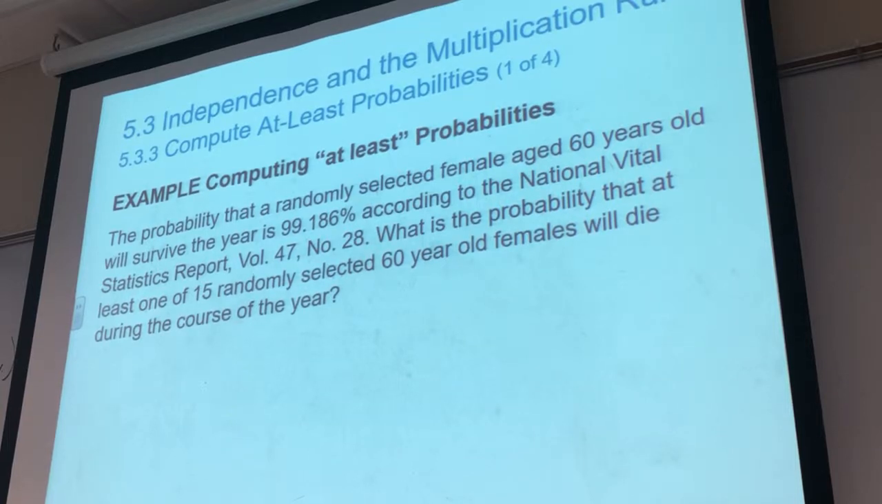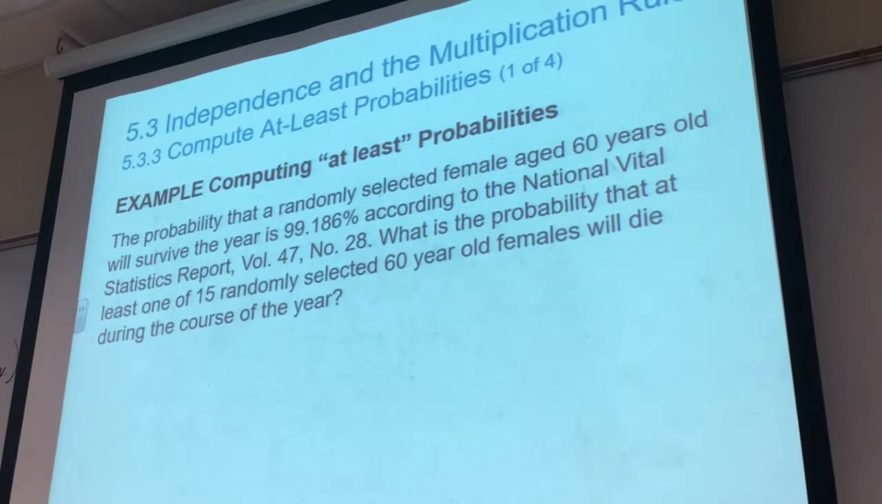Anytime they ask you for at least with probabilities, you're going to use the rule of complements always. In chapter 5 and in chapter 6, that's what we're going to do. So whenever you see at least probabilities, we're always going to use the rule of complements.